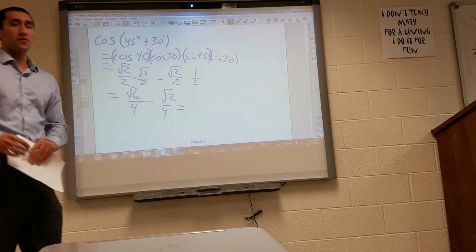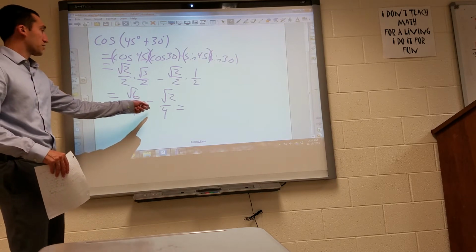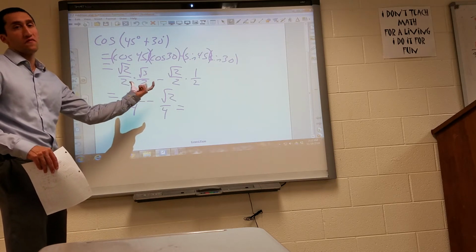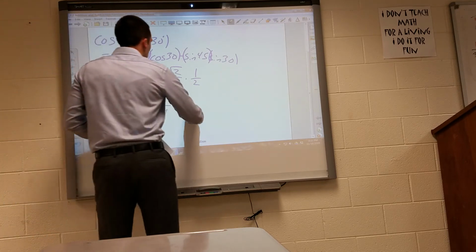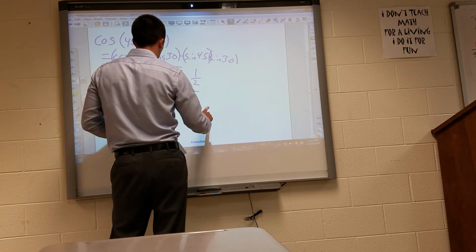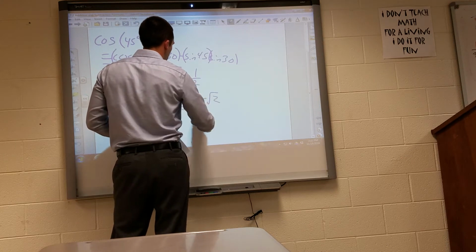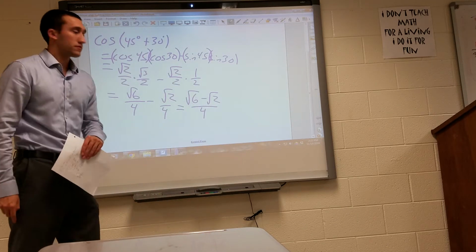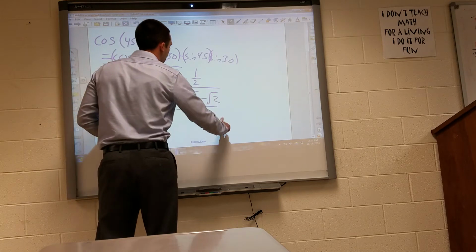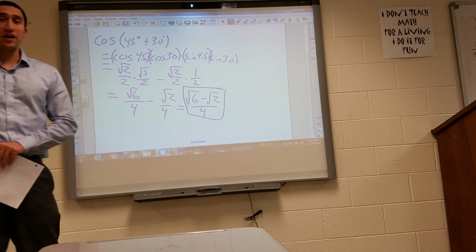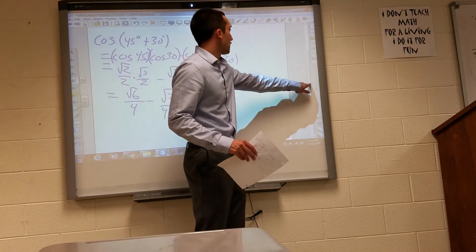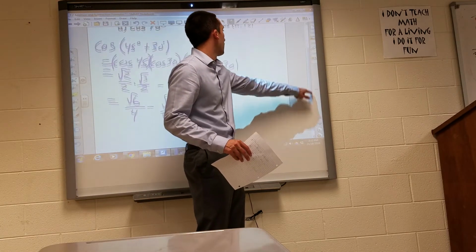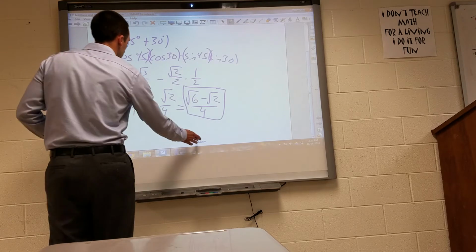So I can simplify this a little bit further. When I'm adding or subtracting, I have to treat these like they are different variables. So I can't combine the radical 6 and the radical 2. So my eventual answer ends up being radical 6 minus radical 2 over 4. And that is the exact value for cosine of 75 degrees. Then I'm going to go ahead and do the same thing for cosine of pi over 12.